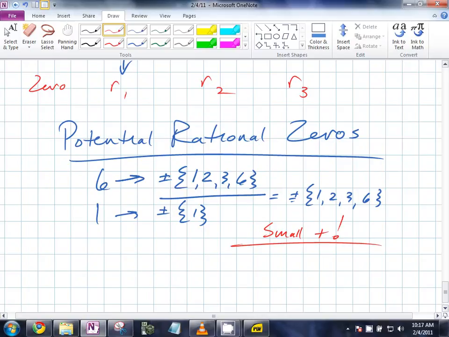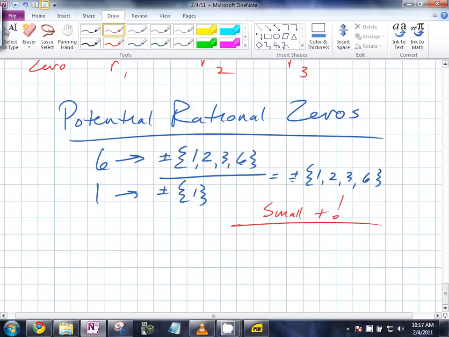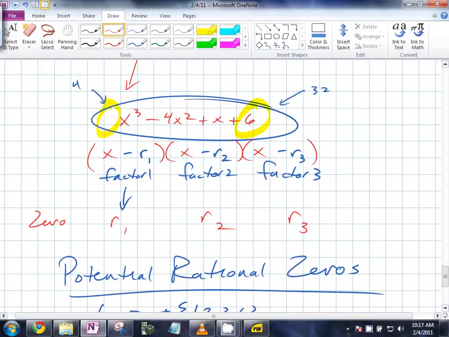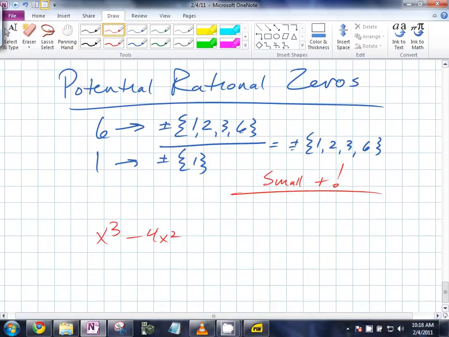What do you set up? What was the key to this setup here? So I'll write this down. We have x cubed minus 4x squared plus x plus 6. What do you have to write down? 1, negative 4, 1, and 6. And then you make this nice little line, and you pick the number you're going to test. What do we want to start with?